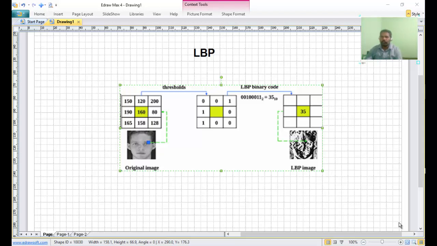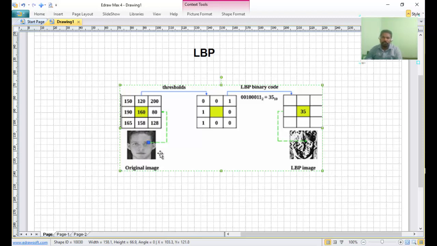So this video explains the local binary pattern. Normally, local binary pattern is mainly used in image feature extraction procedures like classification or image retrieval. So let us consider an image. That image size is 256 cross 256, which means the image has a large number of pixels.